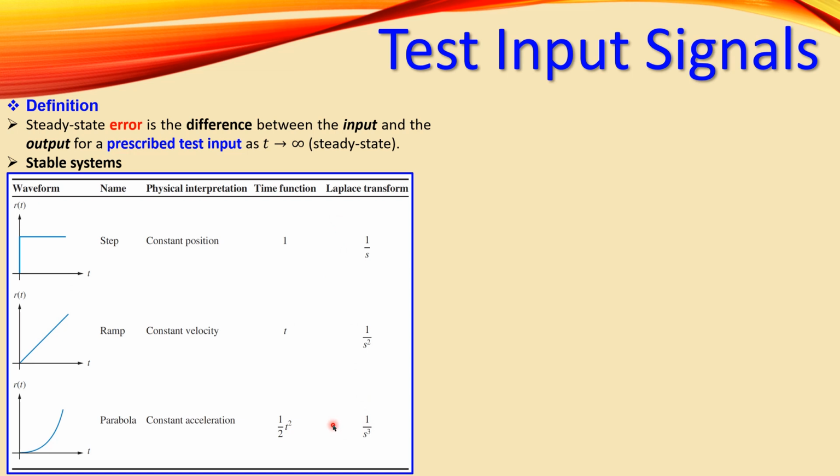Of course, you have also the pure sinusoidal waveform that will give you the frequency response of your signal, but that is not really interesting for us at the moment for steady state error calculations.